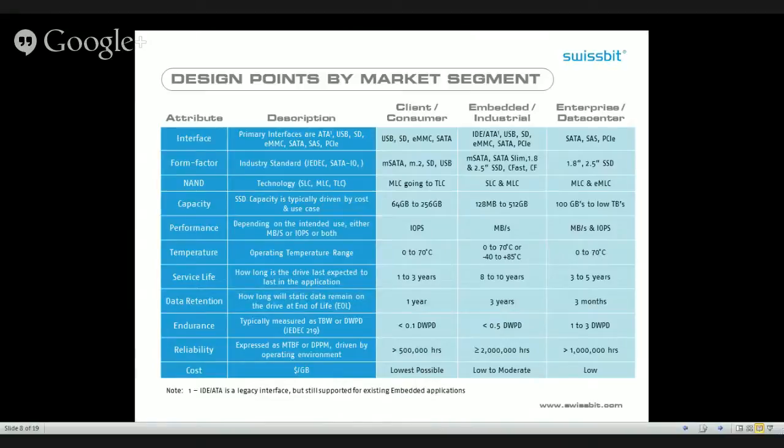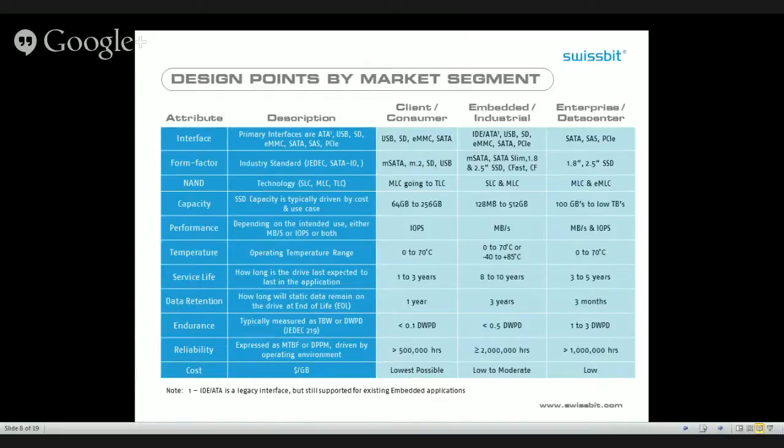The client consumer is mostly USB, SD, eMMC, and SATA, whereas on the enterprise side, it's SATA, SAS, and PCIe, with the latter two being more predominant these days. In the embedded space, it's a mix of the two. As we go down through these different attributes, such as form factors, NAND, and capacity, some of them jump out at me right away, for example, on the performance side.